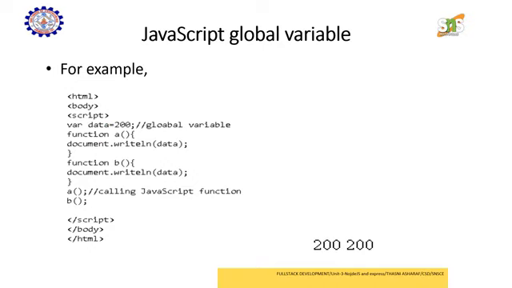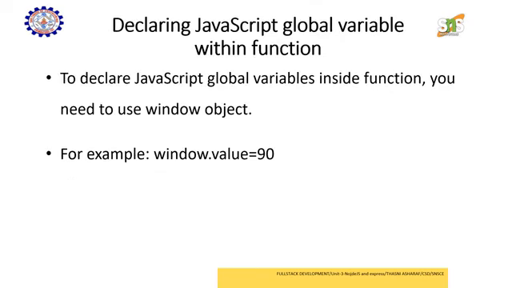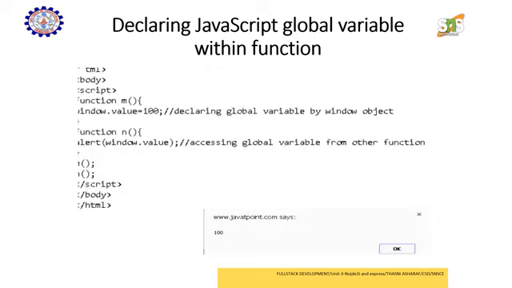Next, we'll be declaring a JavaScript global variable within a function. To declare a JavaScript global variable inside a function, you need to use the window object. For example, window.value equal to 90.